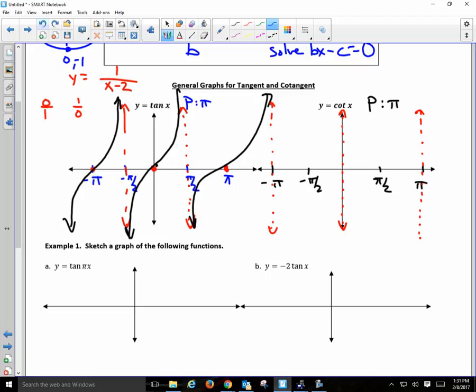Well, let's look at pi over 2. Tangent is undefined at pi over 2. What's the reciprocal of undefined? 0. So cotangent is 0 at pi over 2 and at negative pi over 2.